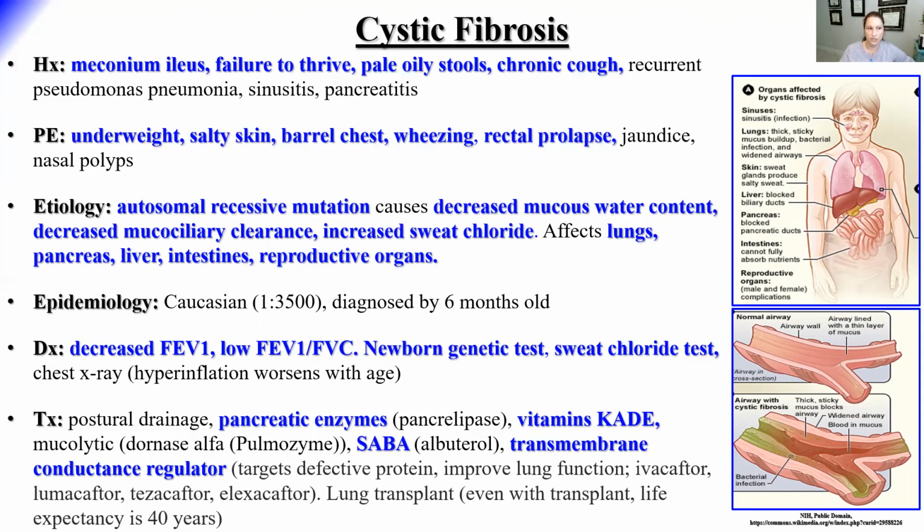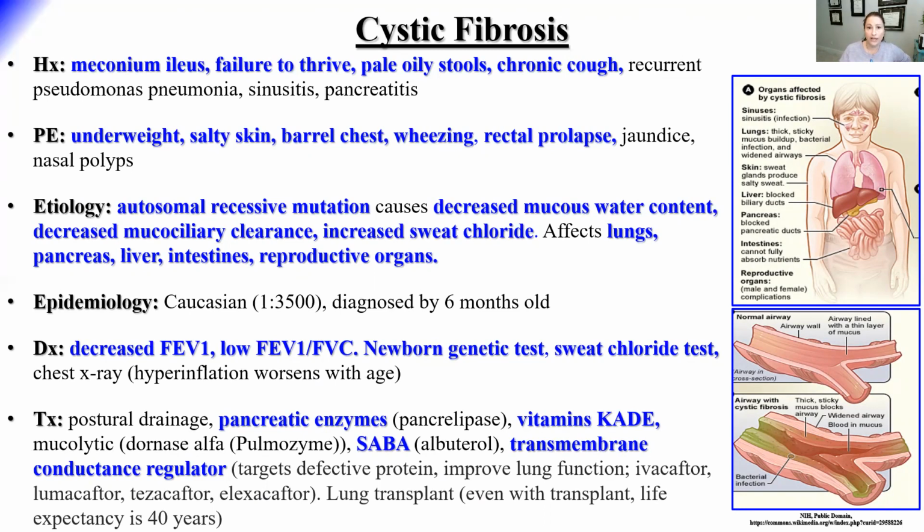In cystic fibrosis, the history includes meconium ileus, where they're not able to pass their first stool. Failure to thrive, pale, oily stools because they cannot absorb fat, chronic coughing, recurrent Pseudomonas pneumonia, kind of a weirdish bacteria, sinusitis, pancreatitis. On physical exam, they are underweight. They may have salty skin because they have that increased sweat chloride, barrel chest because they trap air, wheezing, rectal prolapse, jaundice, and nasal polyps.